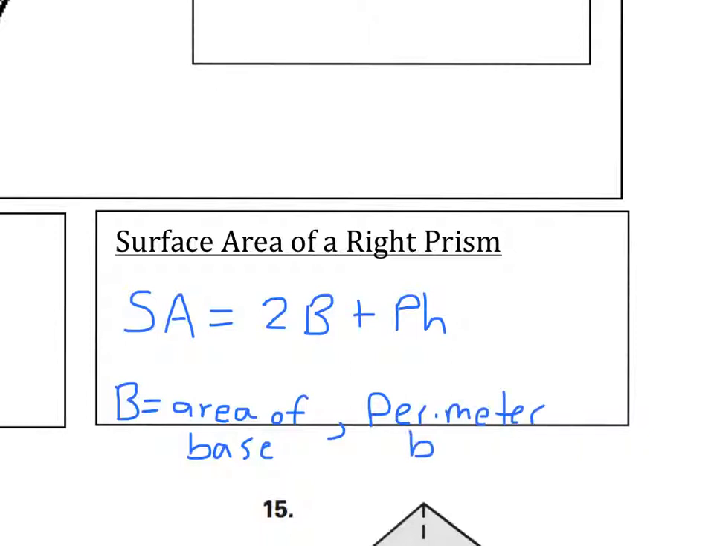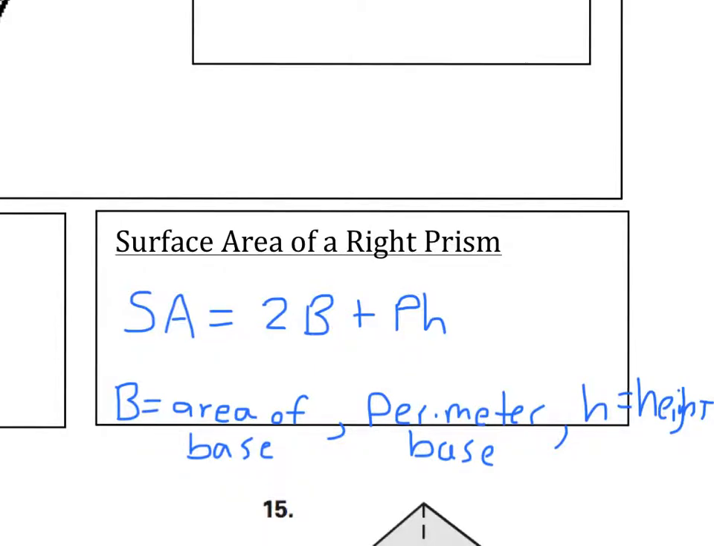Notice everything is in terms of the base. We're going to find the area of the base, the perimeter of the base, and H, of course, means height. How do you know what height is? It's the distance between the bases. So everything we're doing here is about the base. Find the area of the base, the perimeter of the base, the distance between the bases, and then we're going to plug stuff in.